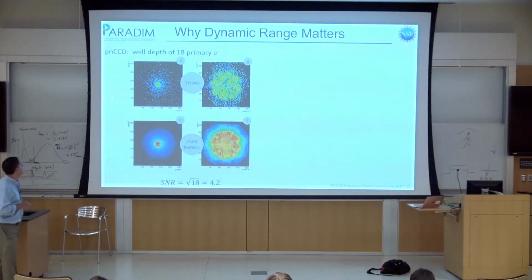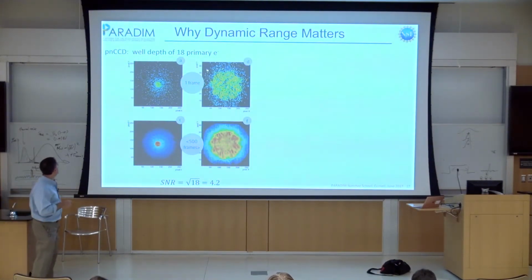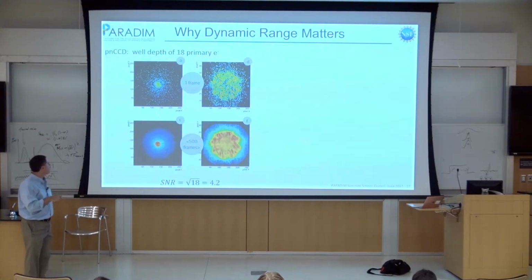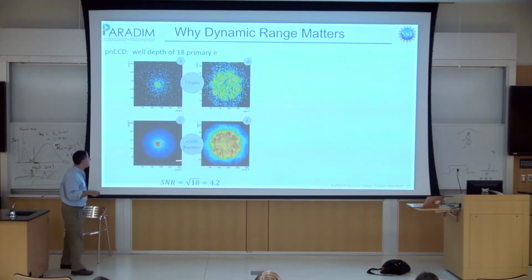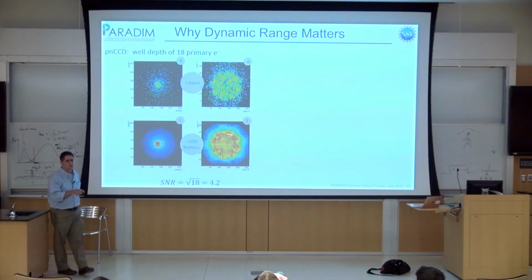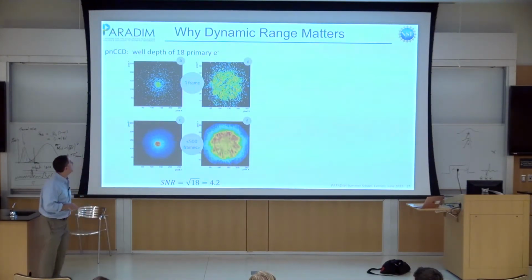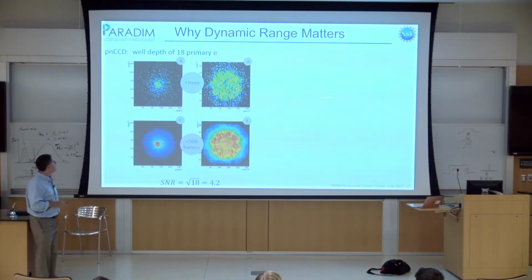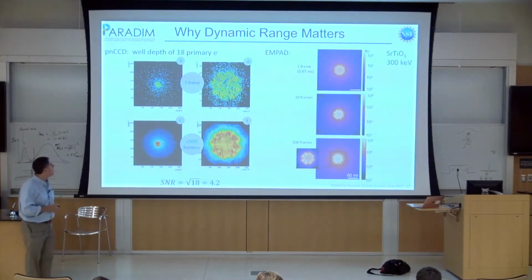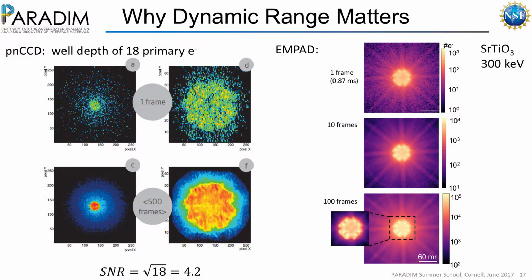So here's the PNCCD. This is their advertising brochure. And they're showing a well depth that can handle 18 electrons per pixel. So this is what your diffraction patterns look like in one frame. And if you want a nice diffraction pattern, you have to take 500 frames, which takes half a second, which is very slow. If you have a good dynamic range, which is what our detector is designed to do, and I'll explain in a minute how that works, then these are what the diffraction patterns look like in one frame.